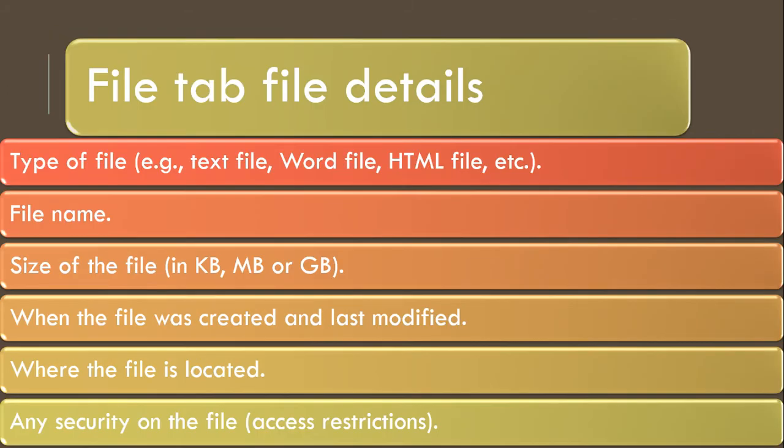File tab detail. Type of file, for example, text file, Word file, HTML file, etc. File name, size of file in KB, MB or GB. When the file was created and last modified, where the file is located, any security on the file. Access restriction also.